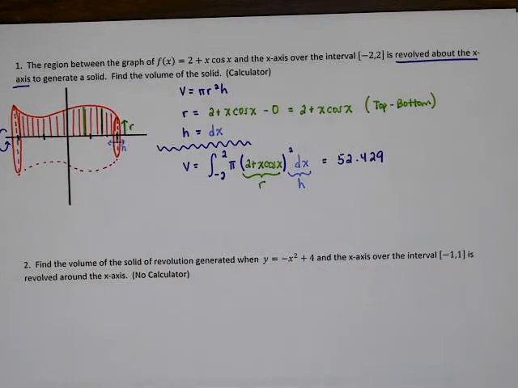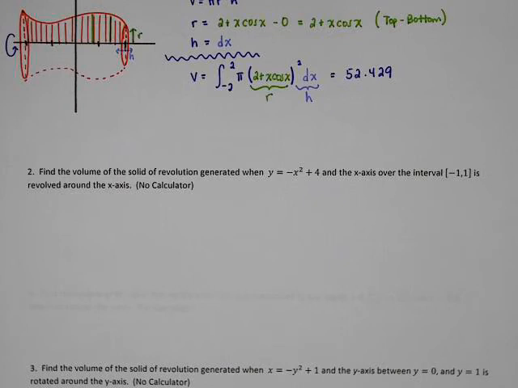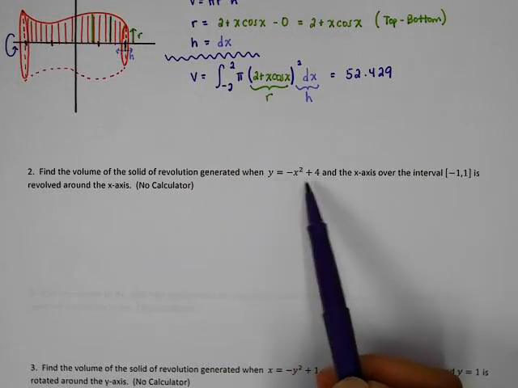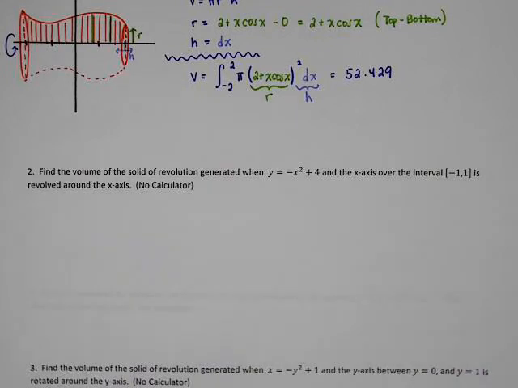All right, let's try another problem, and this one we're going to do without a calculator. Find the volume of the solid by revolution generated when y equals negative x squared plus 4 and the x-axis over the interval from -1 to 1 is revolved around the x-axis. My first step here is going to be to draw a really good picture.